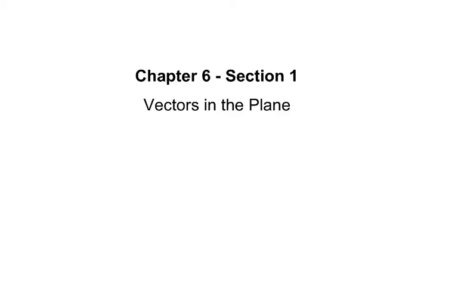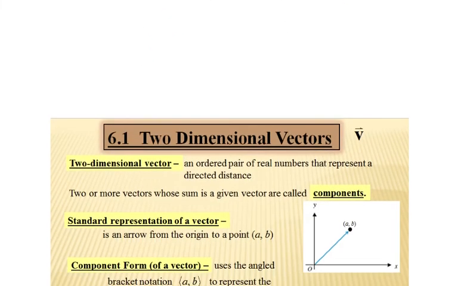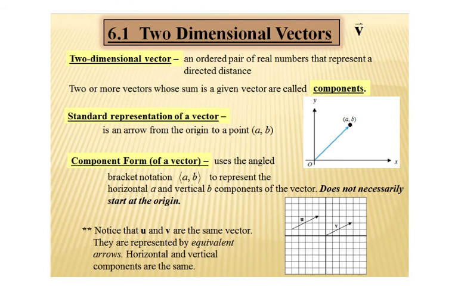Alright, so here we are with our last chapter, chapter 6, and now we're on section 1, which is about vectors in the plane. And you should have been exposed to some vectors in Algebra 2, but we are further exploring. So, here we are with two-dimensional vectors. Two-dimensional vectors are an ordered pair of real numbers that represents a direct distance.